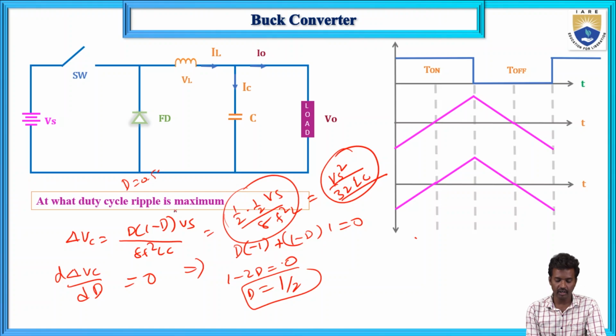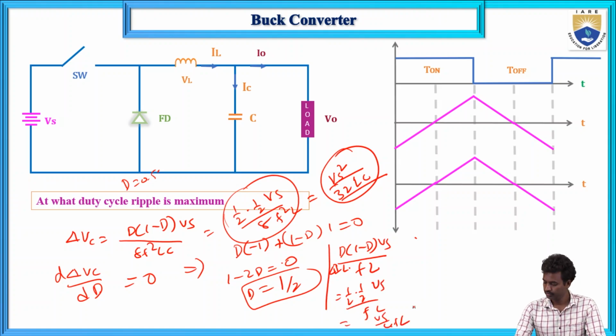And if you calculate the ripple current, it equals D into (1 minus D) Vs divided by F into L. So that is del IL, which equals 1 by 2 into 1 by 2 Vs by FL, that equals Vs by 4FL. So this is for the capacitor ripple when D is maximum at D equals 0.5.